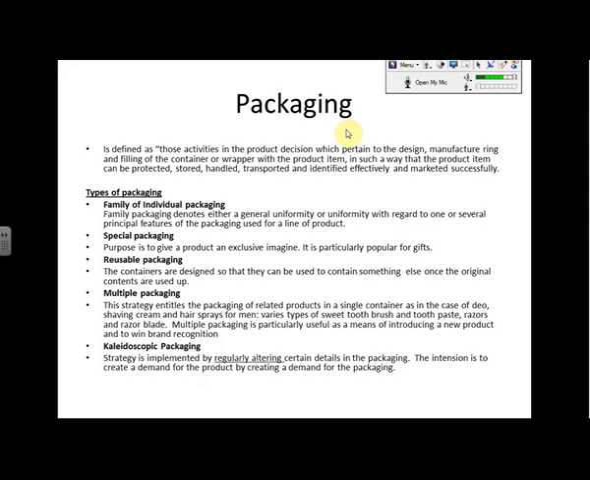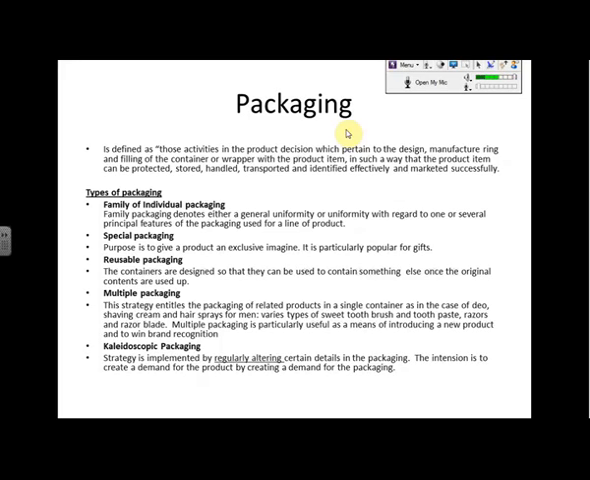The next one is what is known as multiple packaging. The strategy here entails the packaging of related products in a single container, as in the case of Dio, shaving cream and hairsprays for men. It also covers various types of sweets, toothbrush and toothpaste, razors and razor blades. Multiple packaging is particularly useful as a means of introducing a new product and to win brand recognition.